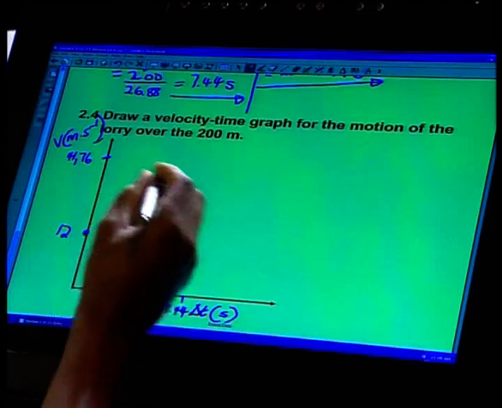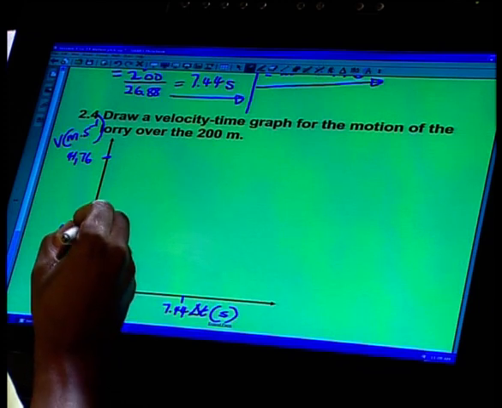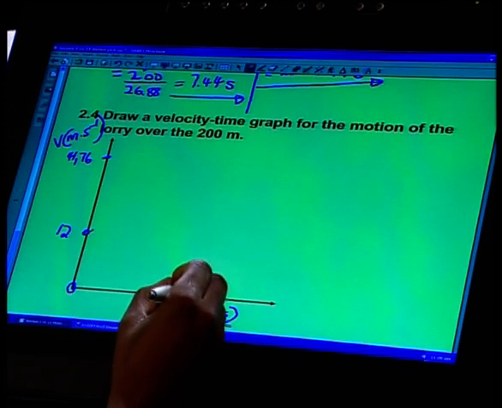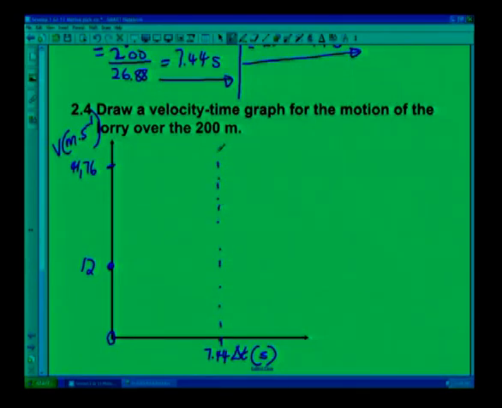So I can then say, all right, when the time was 0, 12 meters per second was the velocity of the lorry. But when the time was 7.44 seconds, the velocity of the lorry was 41.76. So a straight line connecting those 2 points gives me the velocity time graph for the lorry. So this is a VT graph for the lorry.